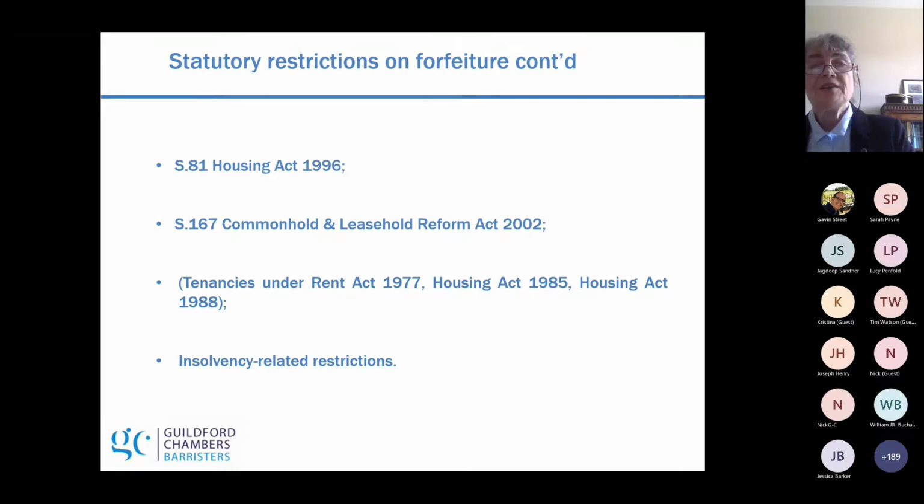I've mentioned on the slide tenancies under the Rent Act 1977, Housing Act 1985 and Housing Act 1988 as a reminder that in the case of a fixed term tenancy where those statutes apply, forfeiture is a gateway. The landlord must then satisfy the further requirements of the particular statutory code in order to obtain possession on the grounds of rent arrears. Finally, do be aware that in relation to certain insolvency situations, leave of the court is required in order to forfeit.